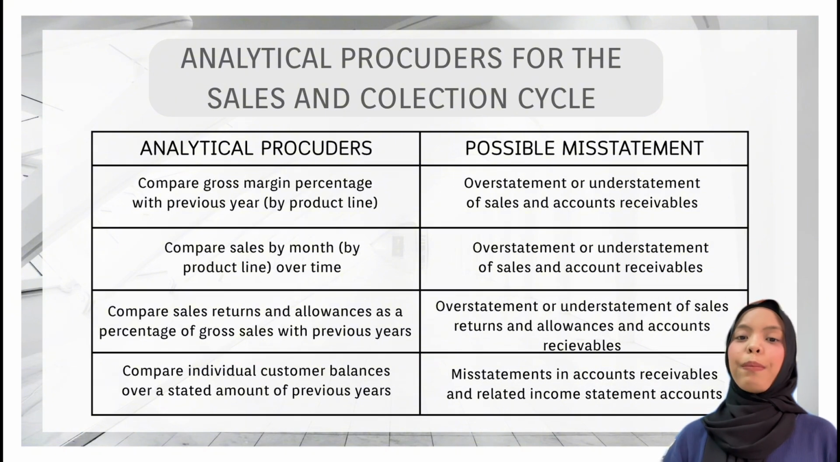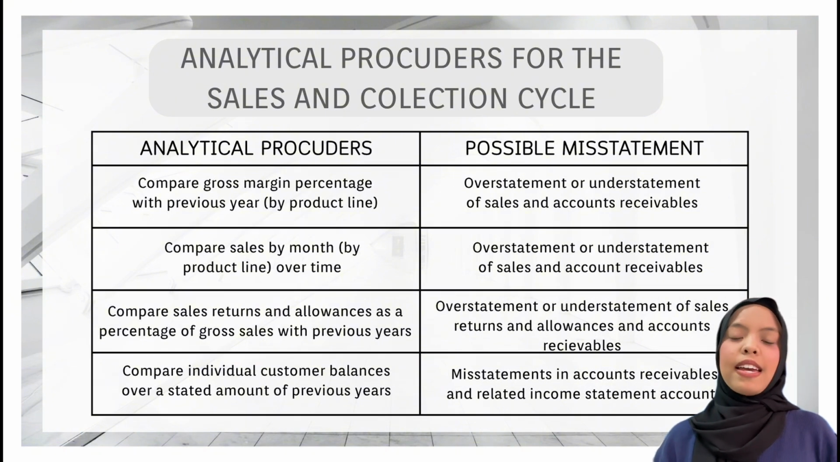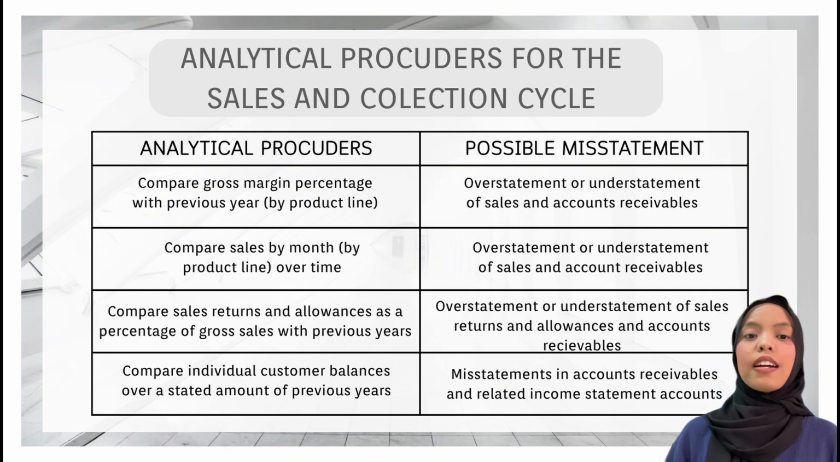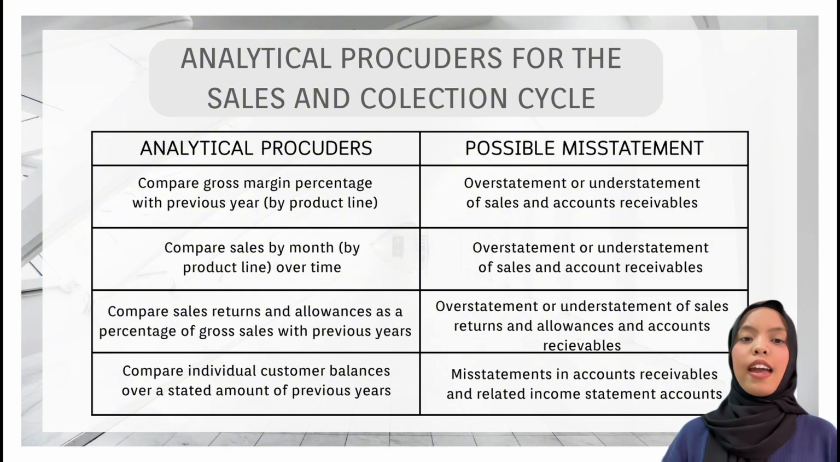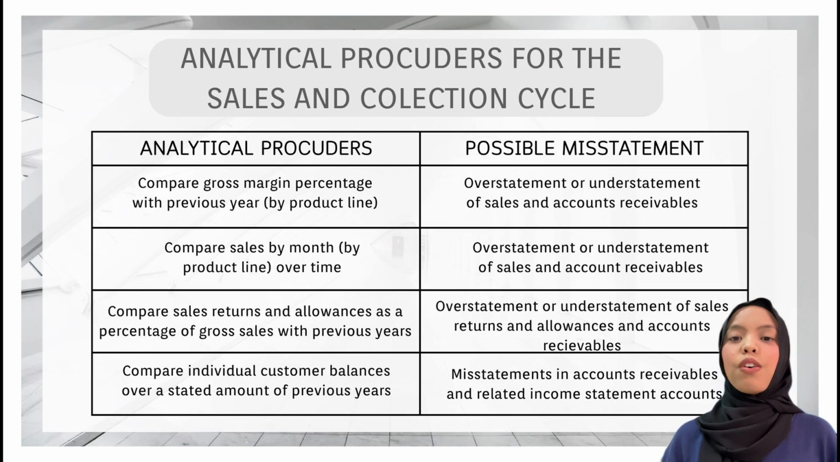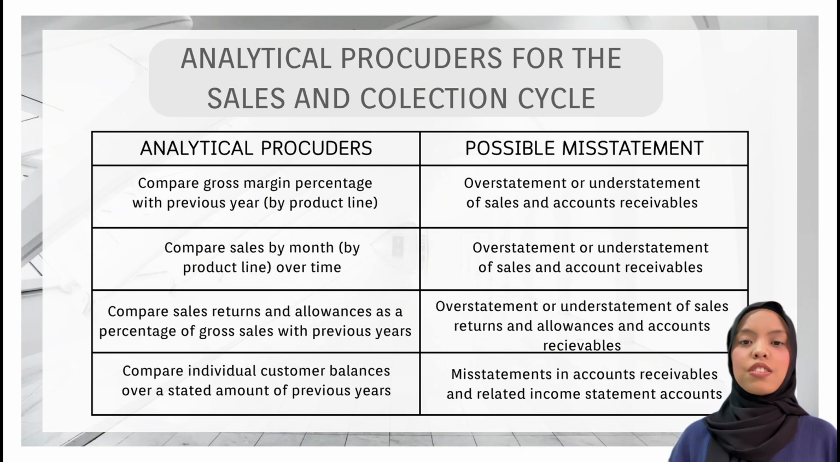Next one is comparing sales by months over time. This method allows us to detect irregularities in sales trends. Any unexpected fluctuation could suggest potential overstatement or understatement of sales and accounts receivable, and the need for a close look at the underlying transactions.